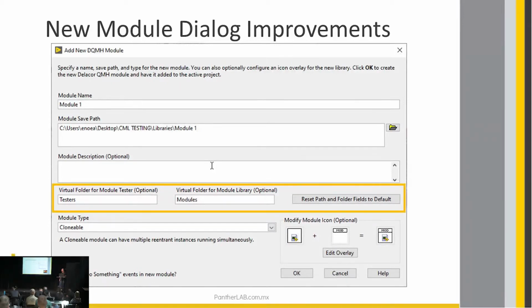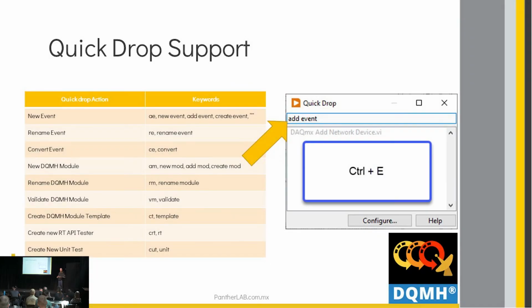With the quick drop support, you can call quick drop, and there is a table with a lot of keywords. So you choose the keyword. I want a new event. You can press Ctrl+E, and there is a call to the scripting tools, the DQMH scripting tools. So it is really easy to work with DQMH with this new improvement.